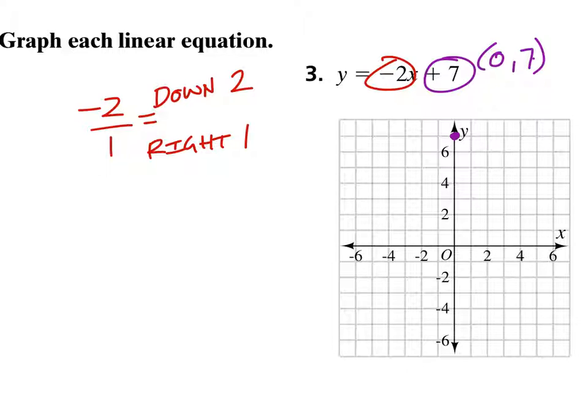So from there, we'll go down 2 to the right 1, which is this next point, down 2 to the right 1, down 2 to the right 1, and this is where these next points come in, of course. And we get all the way down to the bottom corner of this graph. Let's go ahead and graph the line now to finish this off. And there we have it, the graph for this linear equation.